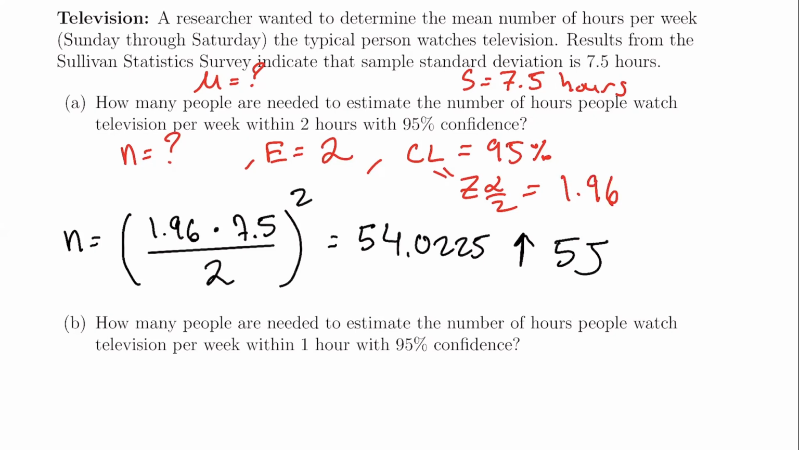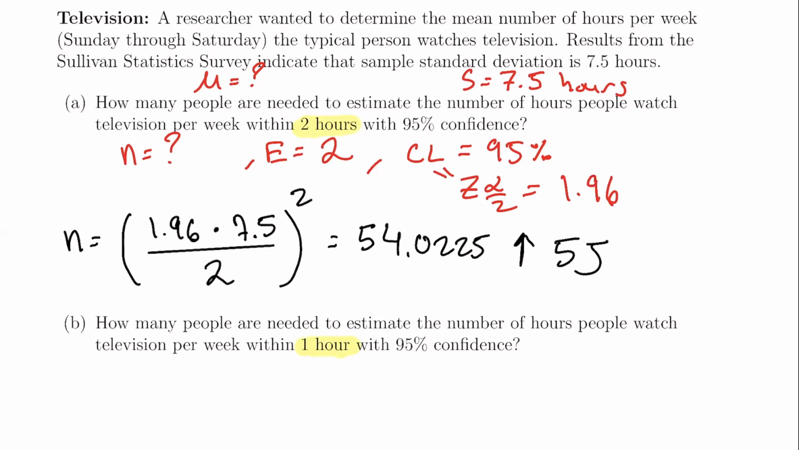Because if you look at A, we had a margin of error of 2. If you look at B, we had a margin of error of 1 hour. So we're going to get the same formula. The Z and the S will stay the same. The only thing changing is the margin of error. So for part A and part B, which one wants a more accurate reading, A or B?